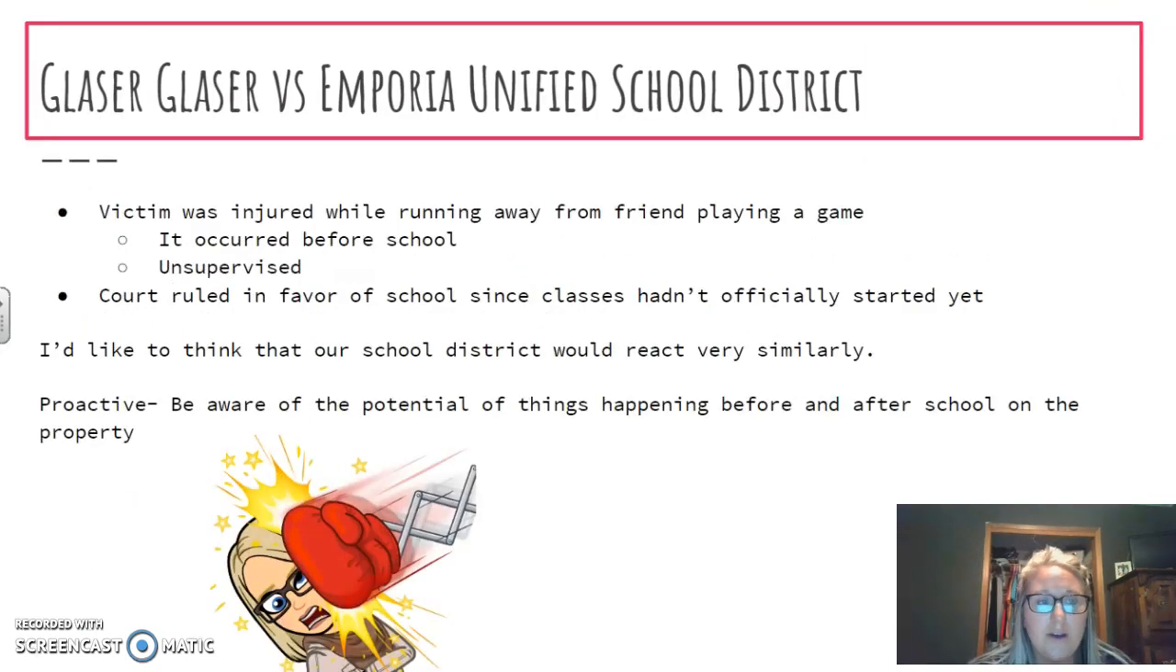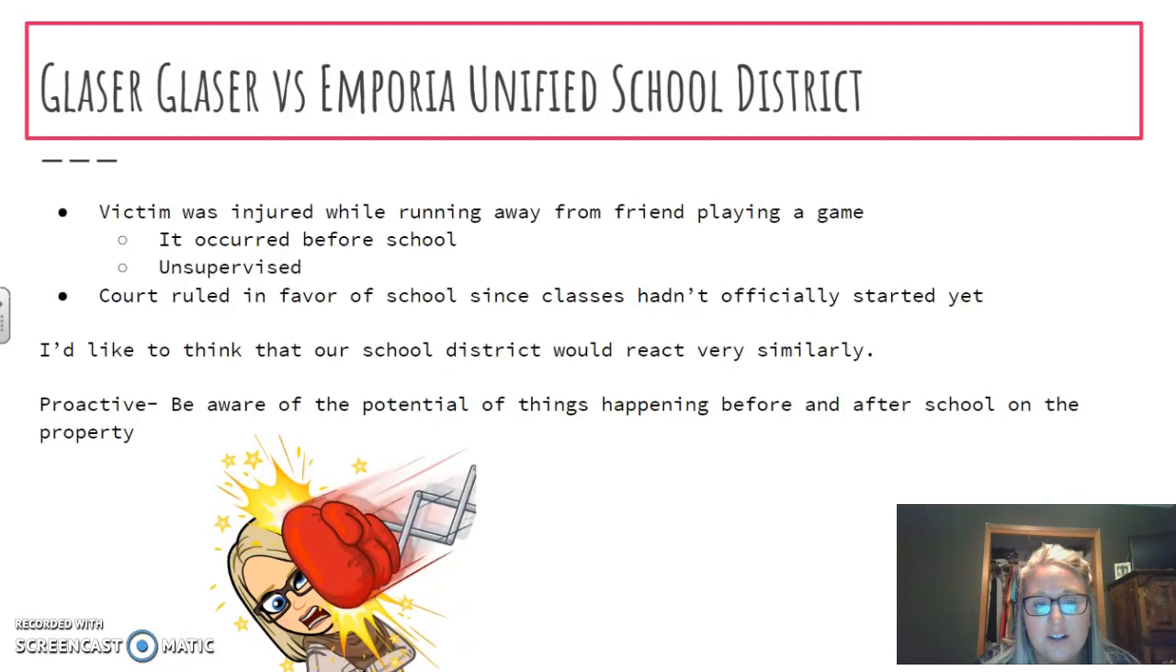The fourth one I found was Glacier versus Emporia. The victim was injured while running away from a friend playing a game. It occurred before school and it was unsupervised. Basically, a 7th grader was hit by a car on school grounds before school started. The court ruled in favor of the school since classes hadn't officially started yet.